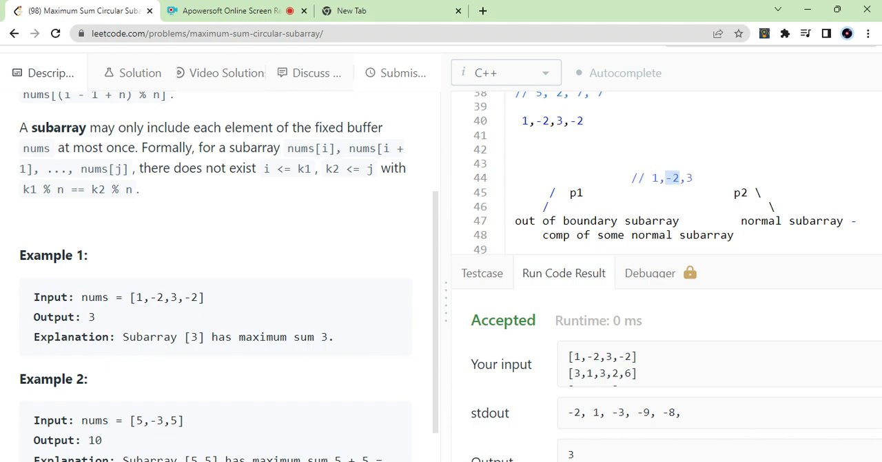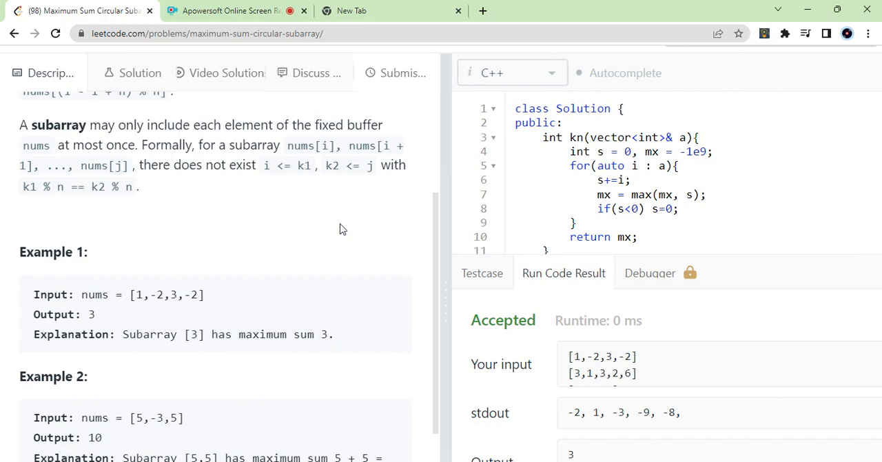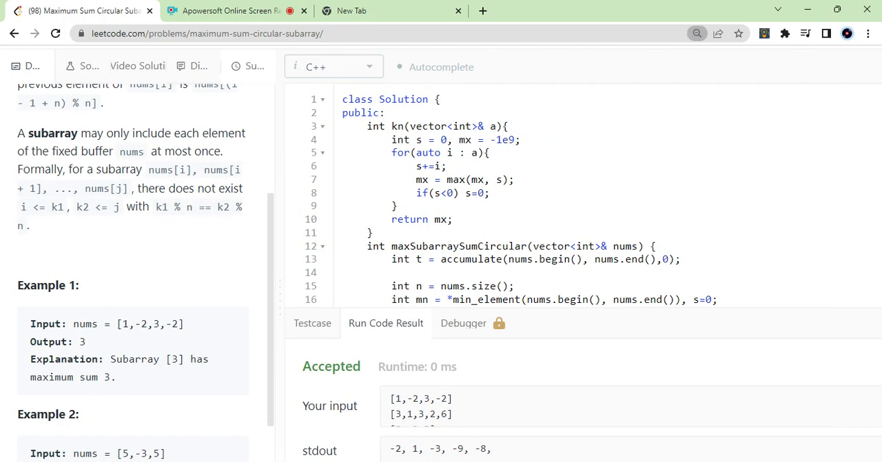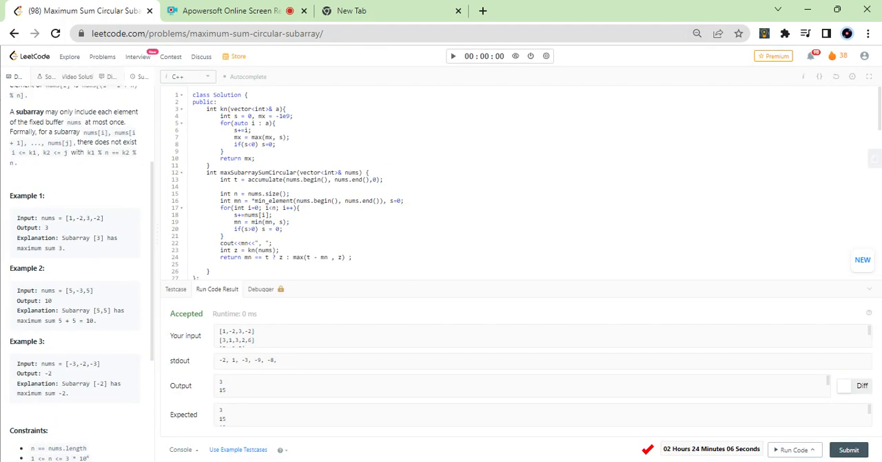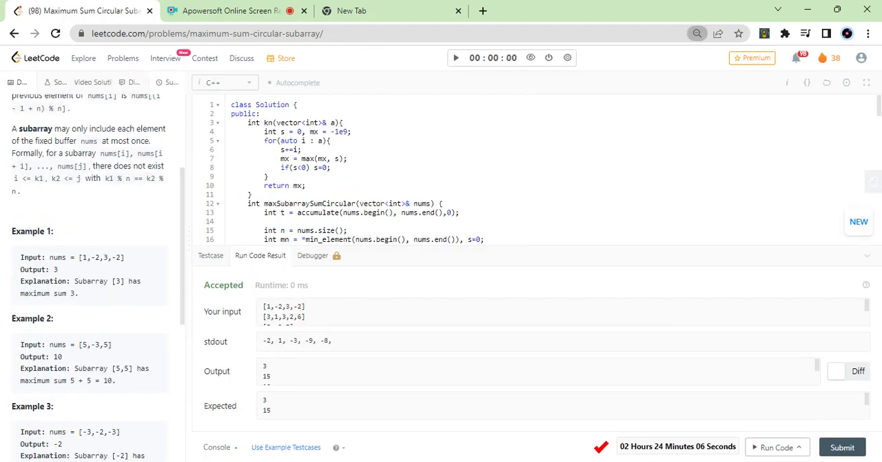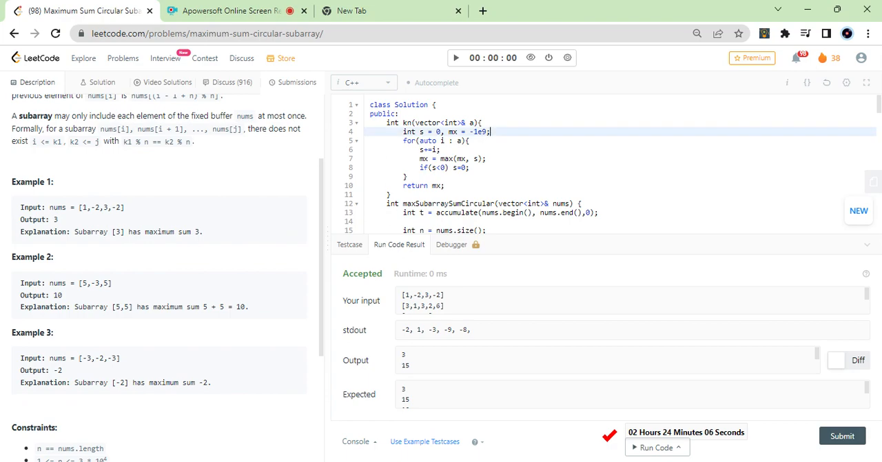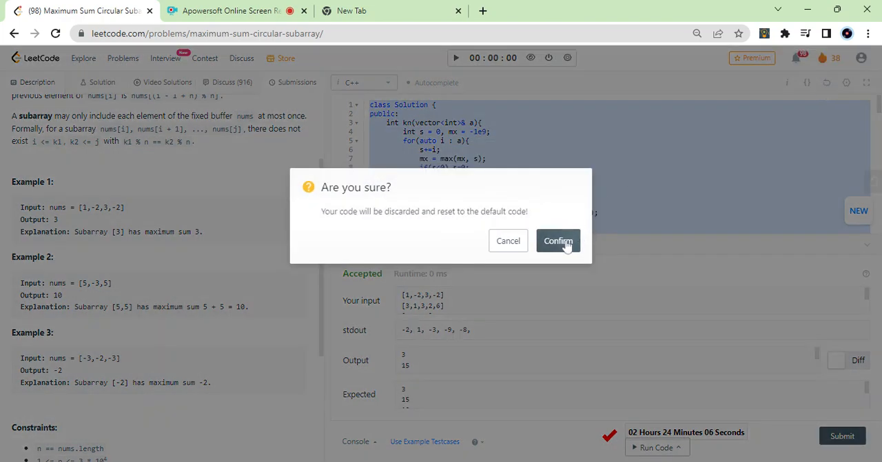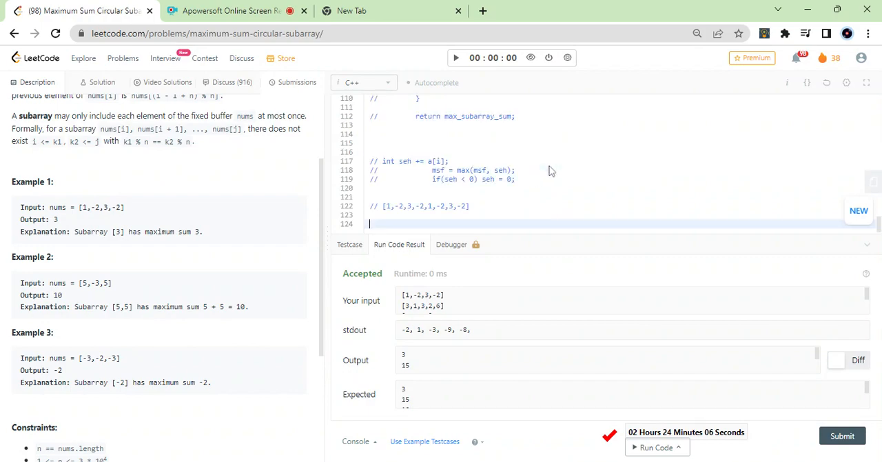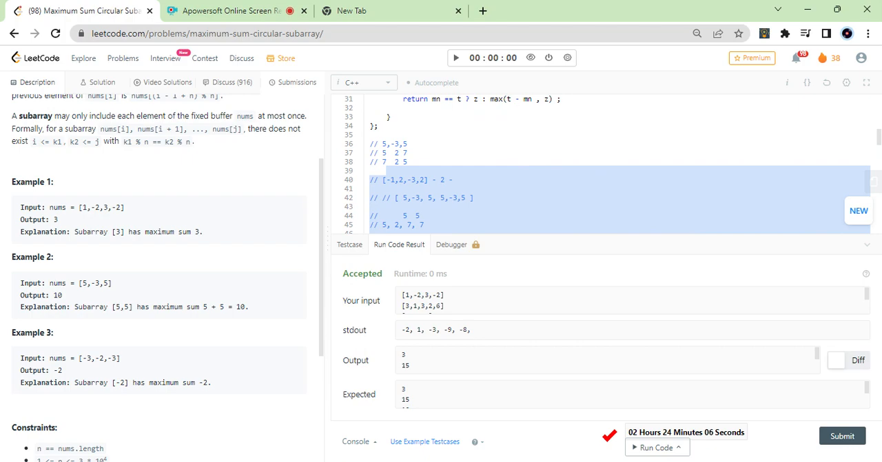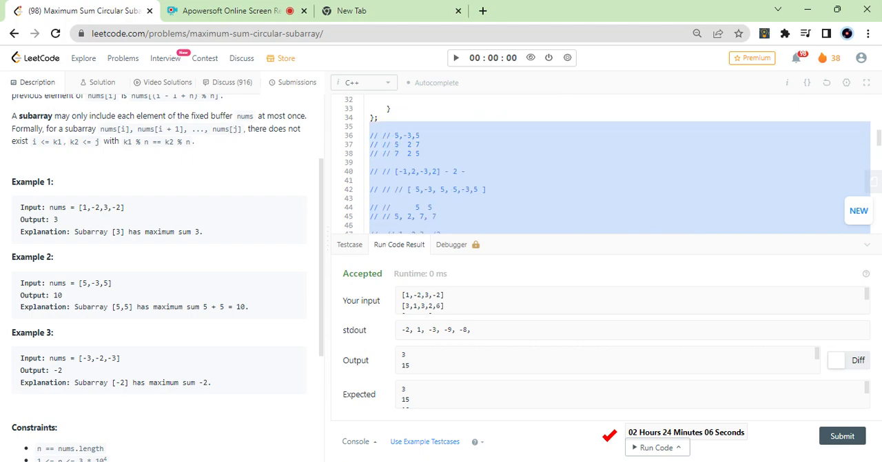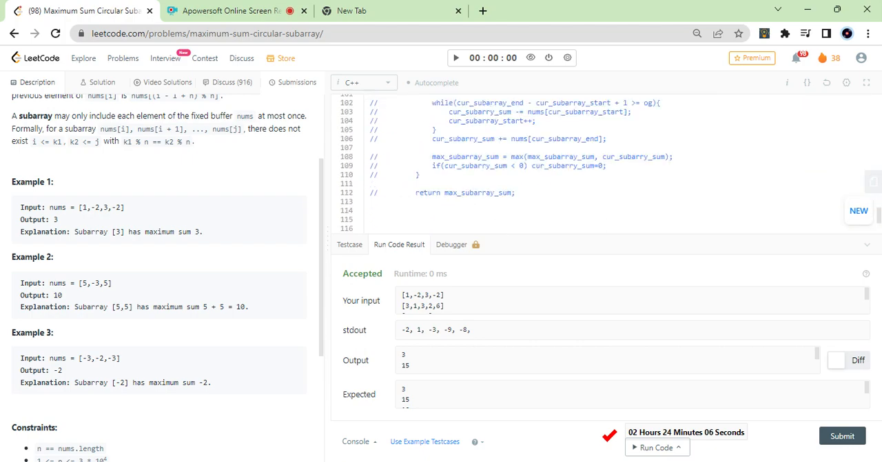So now let's find that out, it's not a big deal. So let's do that. And we'll reset the code. We'll paste this for the reference. Let's just comment it out completely. Yeah, now it's fine.